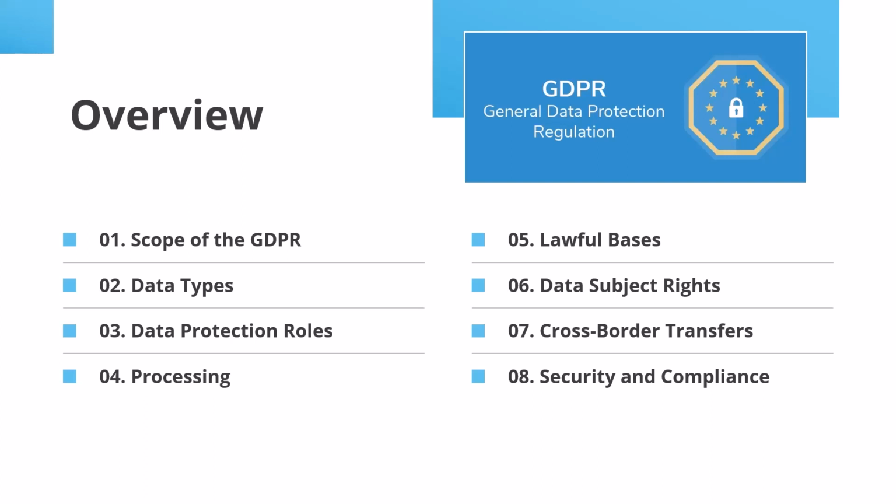Lastly, we will finish this course by going into security and compliance. Here we will see what the GDPR says about security and also how we can demonstrate compliance with the regulation as a whole. By the end of the course, you should have a very good understanding of the GDPR and what it asks of organizations, and also enough information to take your CIPP/E certification from the IAPP.